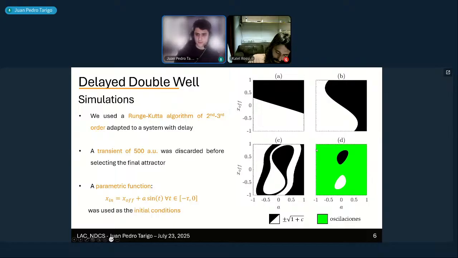So here we have 4 examples of 4 points. White is one attractor, black is the other attractor in the bistable region, and we can see how it evolves. Green is the oscillations, and we can see that this is not very common in non-delayed systems. We can see the coexistence of the two fixed points with the oscillations, which we didn't see analytically, right?